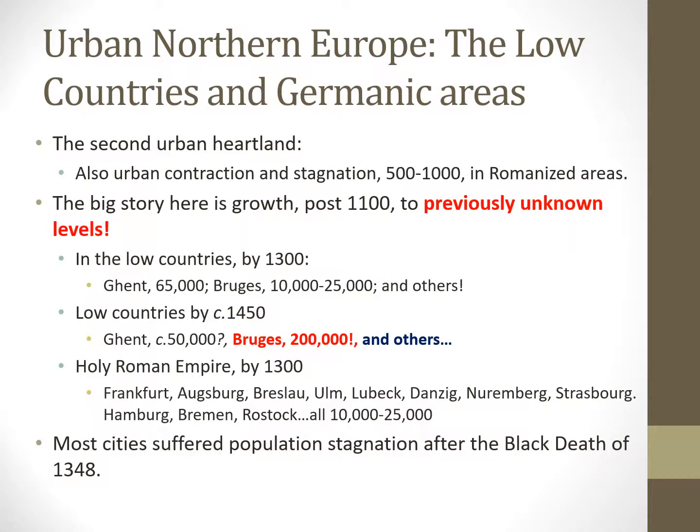Now, if we look at urban Northern Europe, here I'm going to focus on this kind of Low Countries in Westphalia, Germanic area. This is that kind of urbanized proto-industrial or early industrial heartland in Northern Europe. Urban contraction and stagnation happens in these areas around about 500 to 1000, particularly in places west of the Rhine, which had been within the Roman Empire.